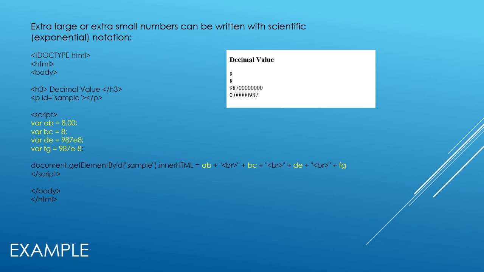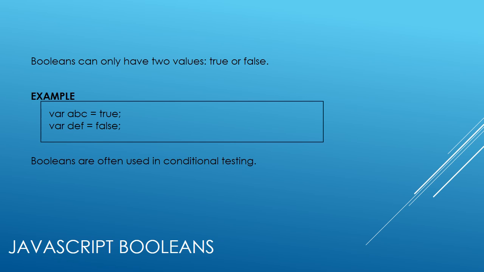Extra large or extra small numbers can be written with scientific, exponential, notation. Booleans can only have two values: true or false. Booleans are often used in conditional testing.